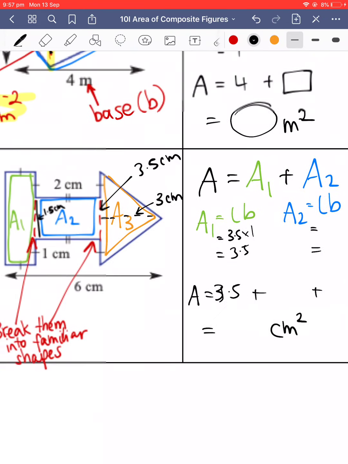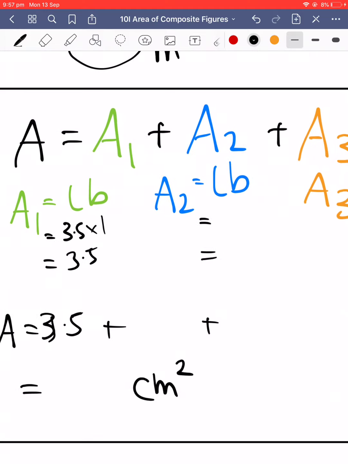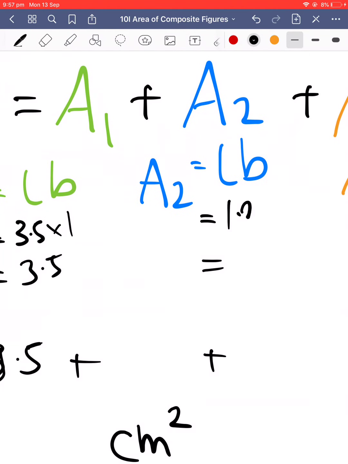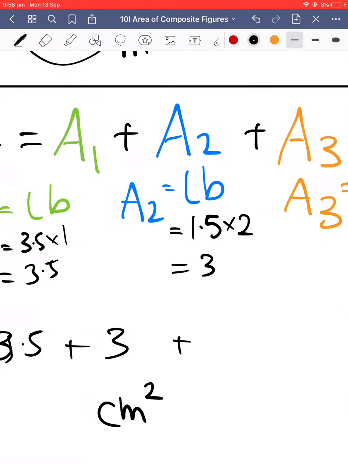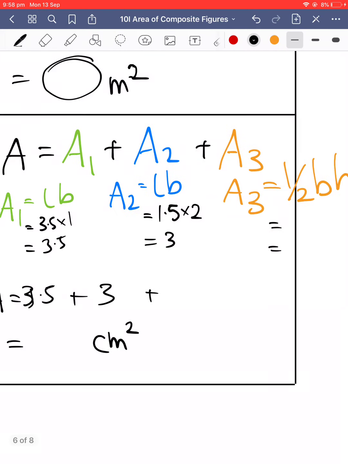Next one, I have now got my rectangle in the middle, which is 1.5 multiplied by 2. So again, let's put that one in. So 1.5 multiplied by 2, which gives me 3. And my last one is my triangle. So let's have a look at that now.